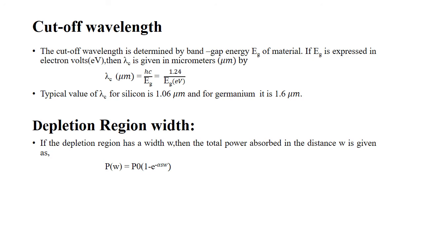The depletion region width. If the depletion region has a width W, then the total power absorbed in the distance W is given as P of W equals P naught times (1 minus e to the power minus alpha s W).